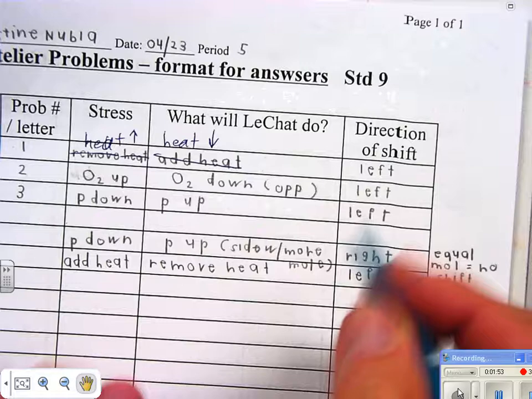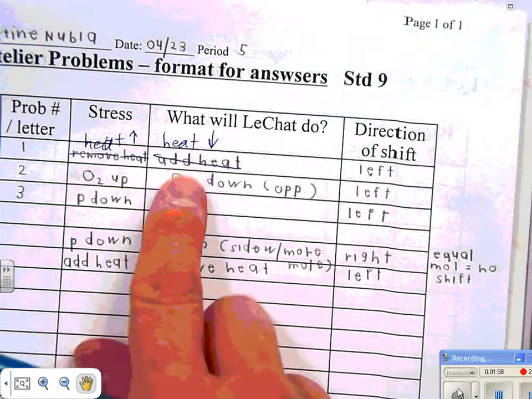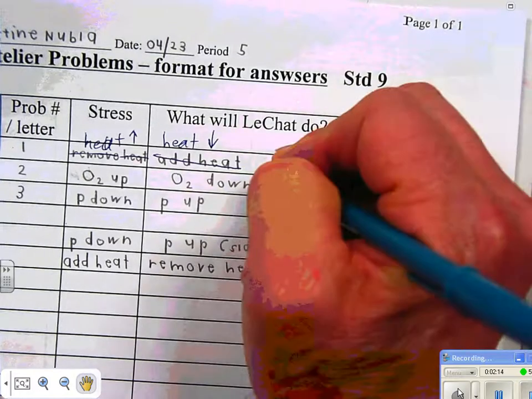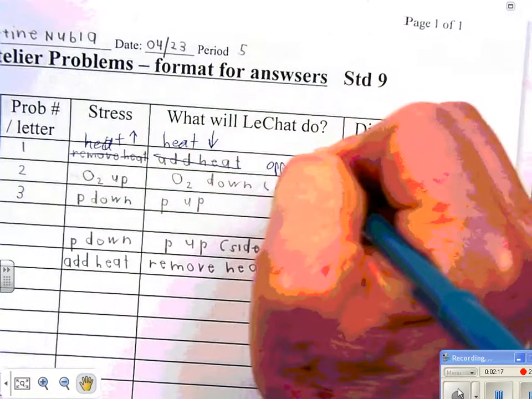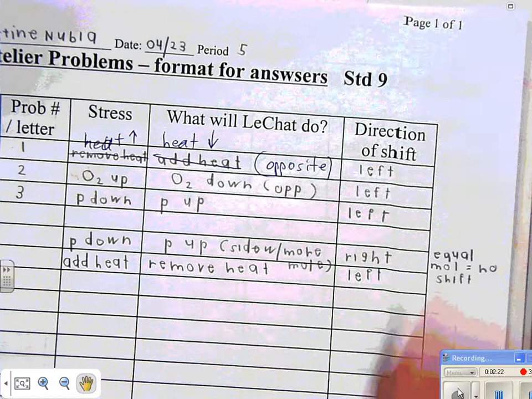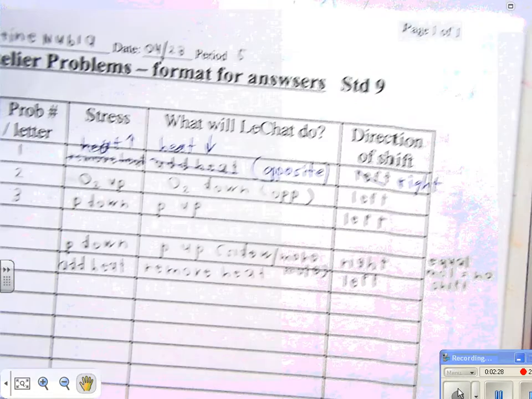The other thing I don't like is I don't see what the logic was for LeChat to take the heat down. So let's go back and look at the reaction. I see heat's on the left. So to bring heat down, that means I've got to go to the opposite side. And so what I should have seen here is opposite. And opposite of the left is the right, and that's because you took a shortcut here. Okay, so that's how that one should have looked.